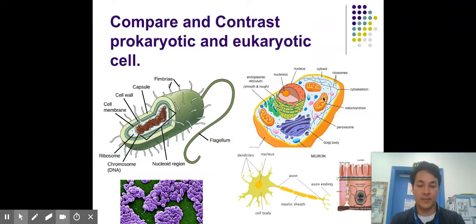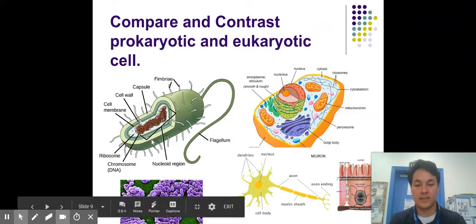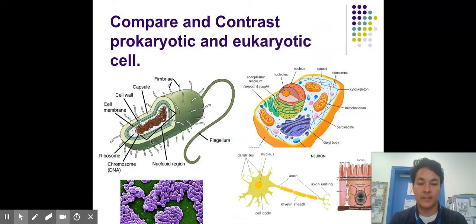What do they have in common? In common, they both have DNA. They're both cells, and they both have cell membranes. Even though this has a cell wall, it also has a cell membrane. So I would suggest making a Venn diagram to go over this.